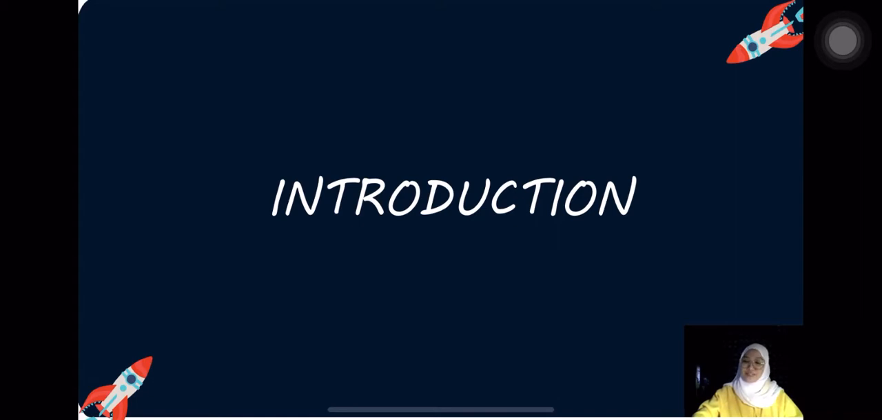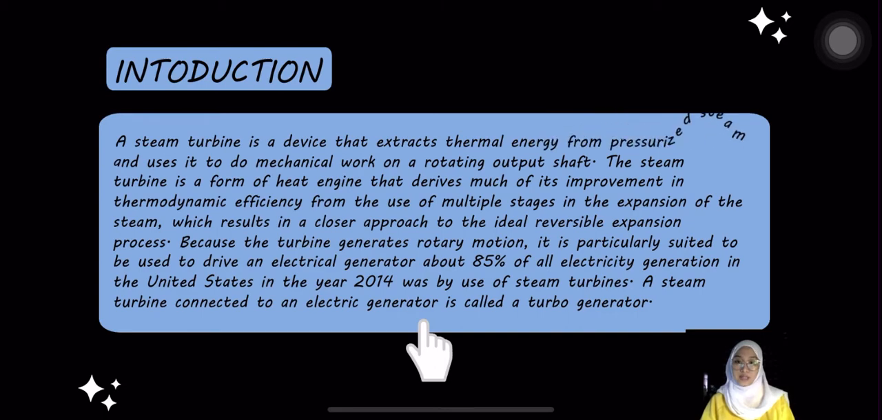Okay, let's proceed to the introduction. A steam turbine is a device that extracts thermal energy from pressurized steam and uses it to do mechanical work on a rotating output shaft. The steam turbine is a form of heat engine that derives much of its improvement in thermodynamic efficiency from the use of multiple stages in the expansion of the steam, which results in a closer approach to the ideal reversible expansion process. Because the turbine generates rotary motion, it is particularly suited to drive an electrical generator. About 85% of all electricity generation in the United States in 2014 was by use of steam turbines. A steam turbine connected to an electric generator is called a turbo generator.